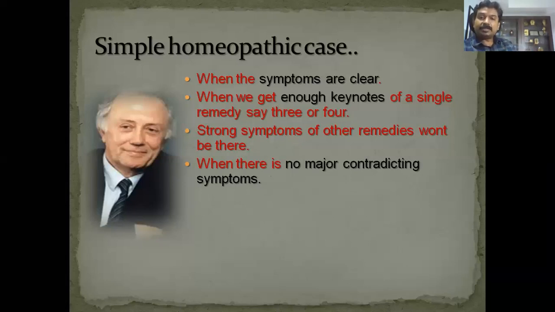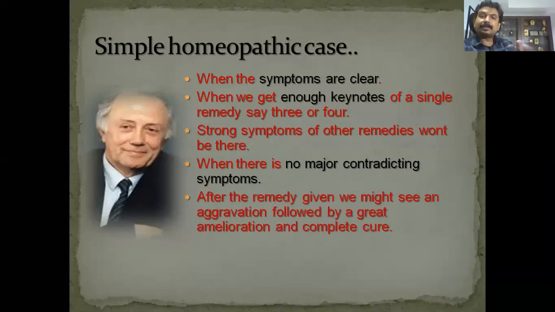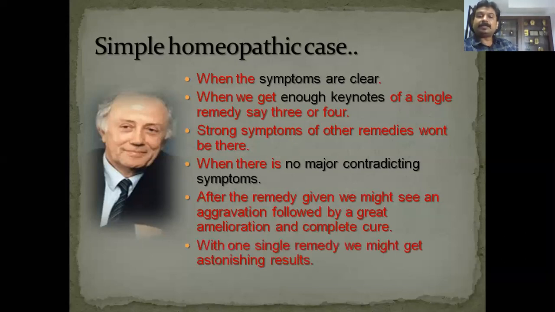So when there is no major contradicting symptoms, these are the criteria by which we will find a simple homeopathic case. So what happens in a simple homeopathic case? Yeah, it's very easy to select a remedy. And if we prescribe it in the correct potency, after the remedy is given, we might see an aggravation followed by a great amelioration and a complete cure. So these are simple cases. With one remedy and one prescription, you can get a miracle or a marvelous result. So with one single remedy, we might get an astonishing result, which is becoming very, very rarer nowadays.